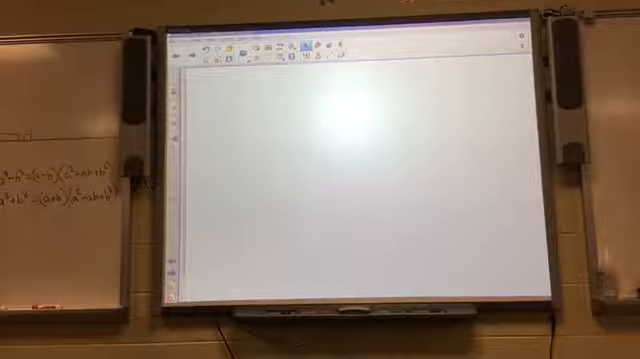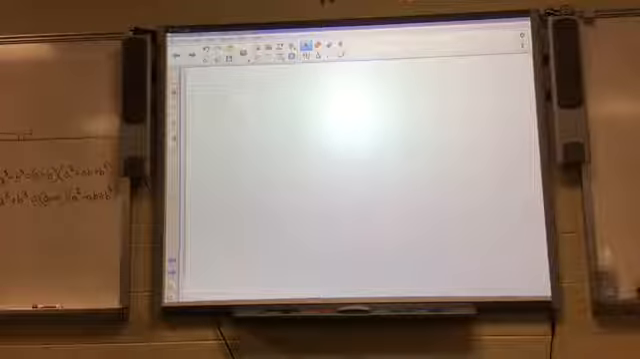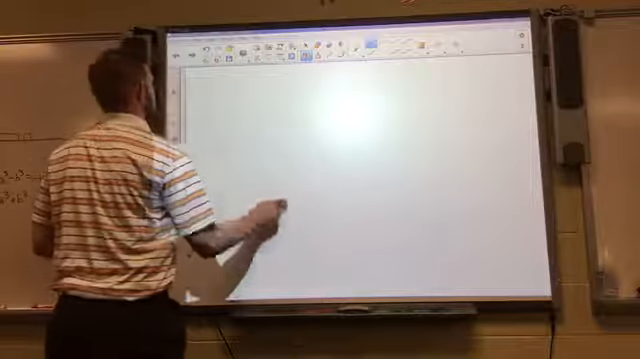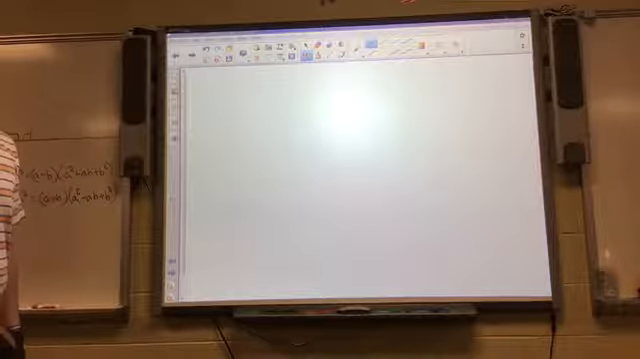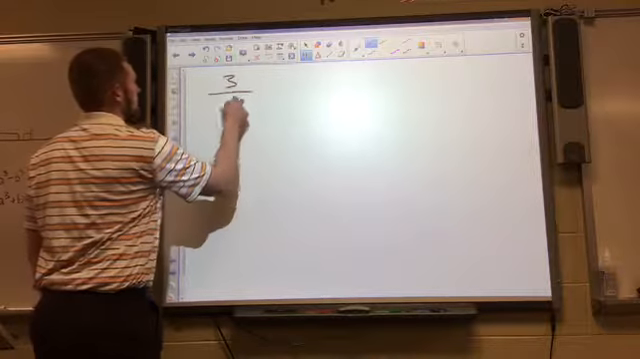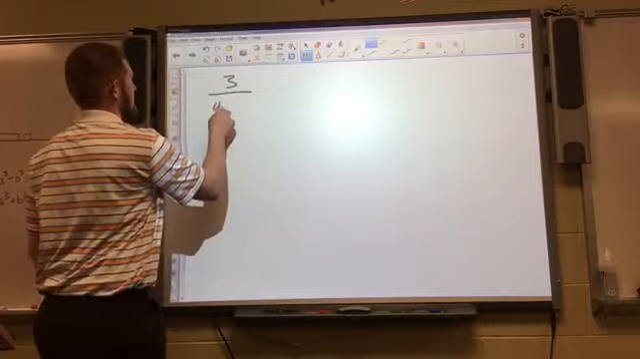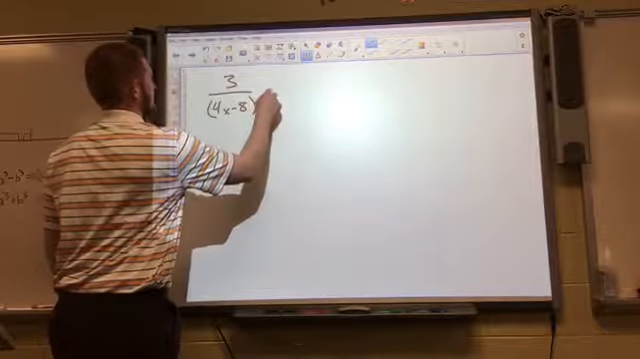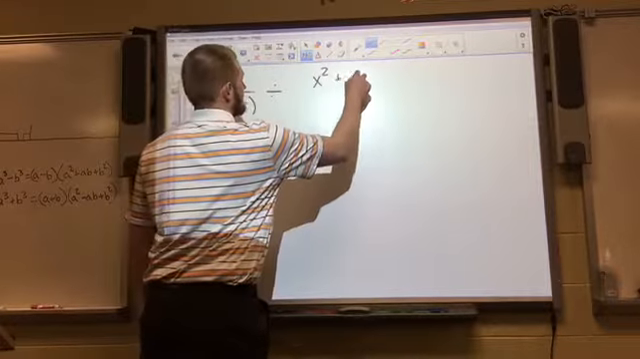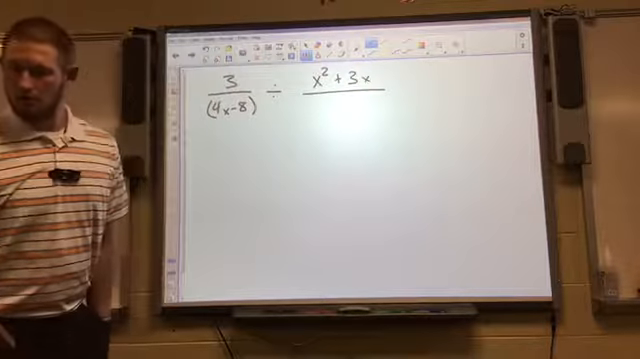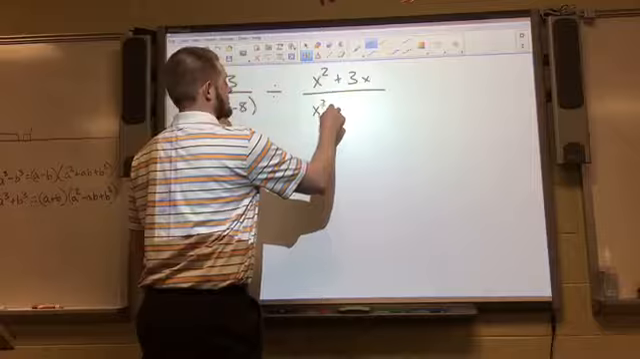Alright, so on 9.4, let's flip over to example 5, which is on page 556. This is an add-on to 9.4. So we're looking at example 5. I'm going to do a different one than what they have. Okay, but I have 3 over 4x minus 8 divided by x squared plus 3x over x squared plus x minus 6.